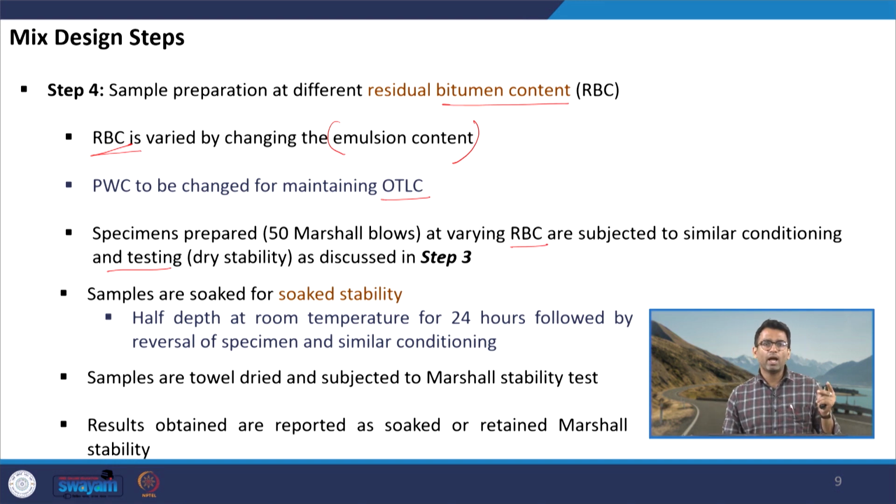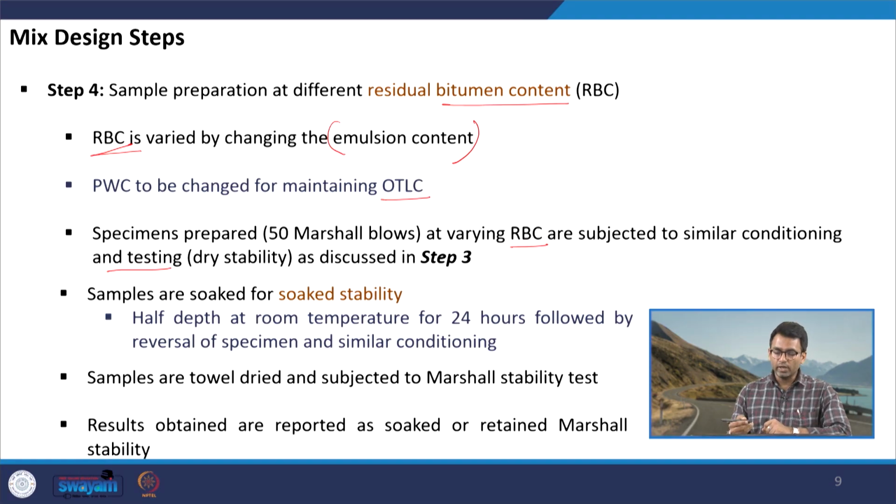So, here I do two types of Marshall stability test. First, I do a dry stability test, which means after conditioning the sample, I am doing the Marshall stability test, that is denoted as the dry Marshall stability test, alright. Then I will prepare multiple replicates of the sample, and then one part of the sample will be subjected to dry Marshall stability, the other part will be subjected to soaking.